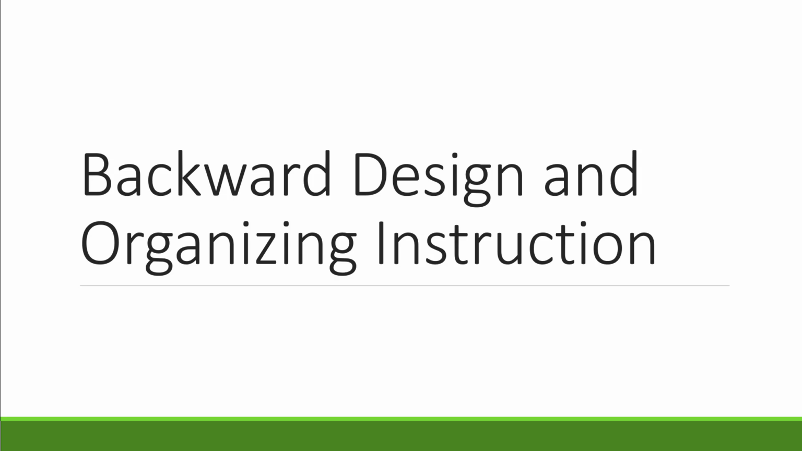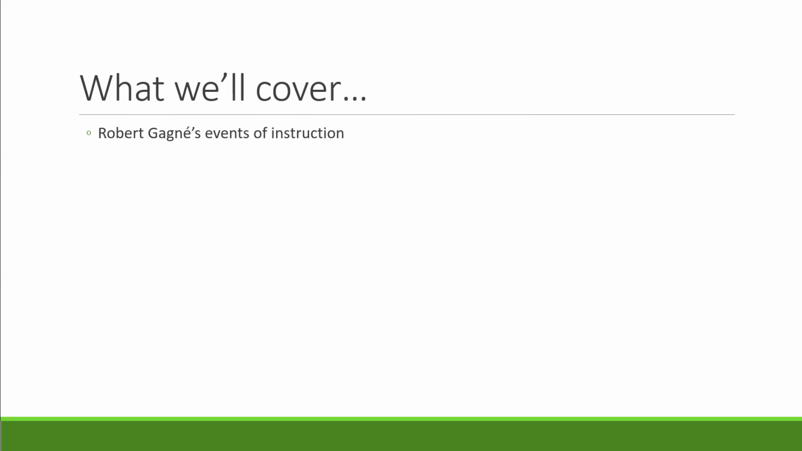In this video, we'll talk about the backward design process and how to organize an instructional experience. So here's what we will cover. We'll talk about Robert Gagne's events of instruction. He has a detailed set of events he believes should happen in an effective instructional experience. We'll talk about the backward design process. This is the process through which you as the instructional designer would design an instructional experience.